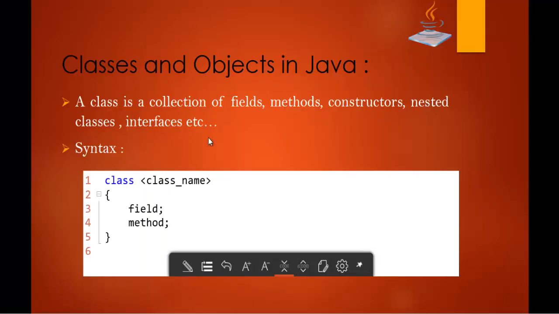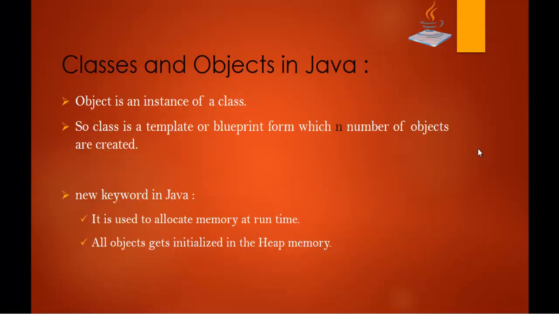This is what we learned about the class. Now we have the other concept, that is object. So what is an object? An object is an instance of a class. I repeat, an object is an instance of a class. A class is a template or a blueprint from which we can create n number of objects keeping that blueprint. Let me show you how to create an object. It's very simple.